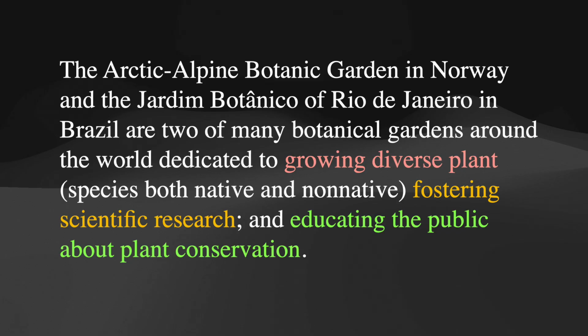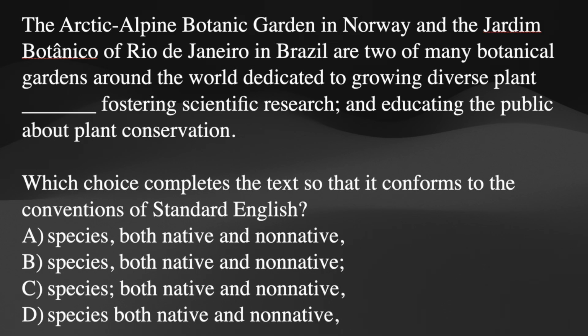With that recognition of growing, fostering, and educating, I know that there has to be a splitter before fostering that looks like the splitter before educating. And that splitter seems to be a semicolon. Let's then look for a semicolon before fostering, which is, well, only B. And with that, we can select B, verify that both native and non-native is a phrase in reference to diverse plant species, and that we ought to split that segment from the next item on the list. And it looks like we're good to go.